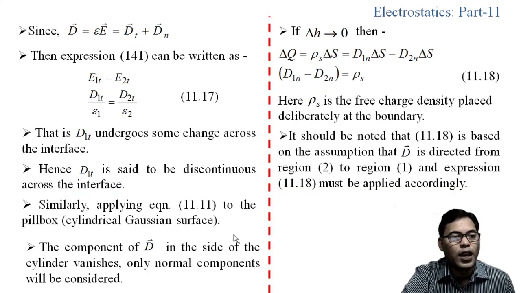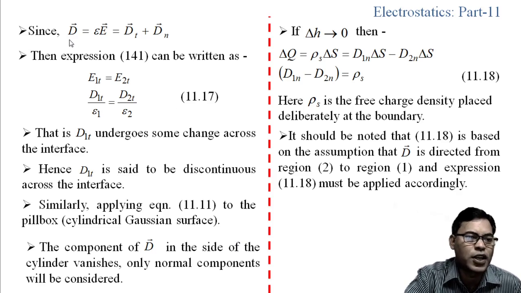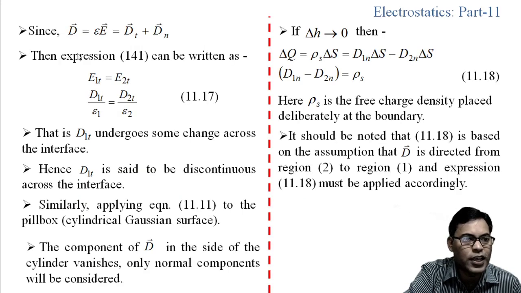Fine. Now we are going to use the second Maxwell's equation, which we have seen earlier, from Gauss law, that is the closed surface integral of D dot dS equals Q enclosed. Before applying this expression, we need to replace E in terms of D, the flux density. We know D equals epsilon naught epsilon E, and this D can also be decomposed into the tangential component and the normal component. So D equals Dt plus Dn.